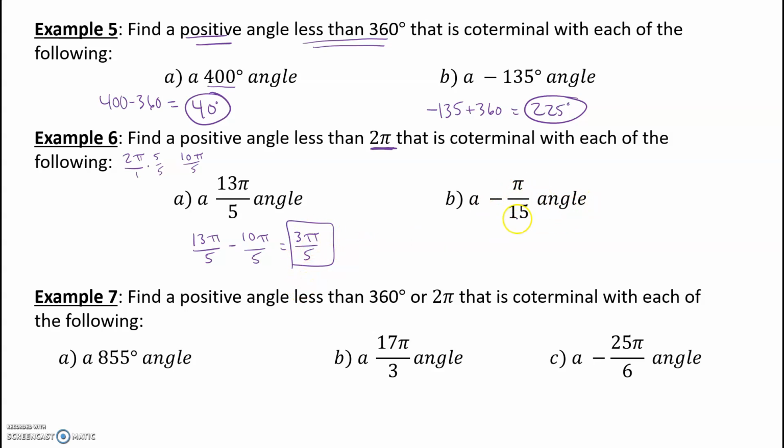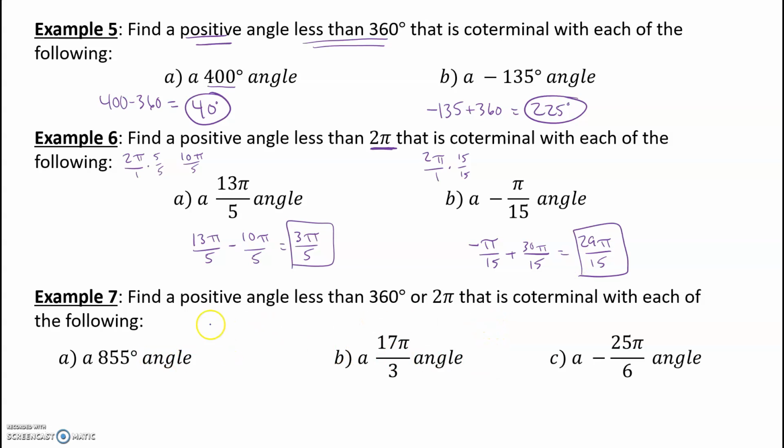Next one, see we're negative, we want to add it. So this one's over 15, right? To get a common denominator, again, 2 pi over 1, we want a common denominator of 15. So it would be 30 pi over 15 is 2 pi. So negative 1 pi plus 30 pi is 29 pi over 15. And again, that is between 0 and 2 pi.